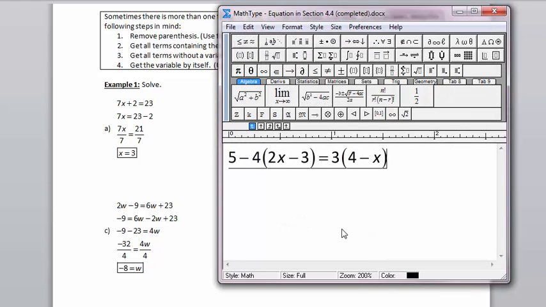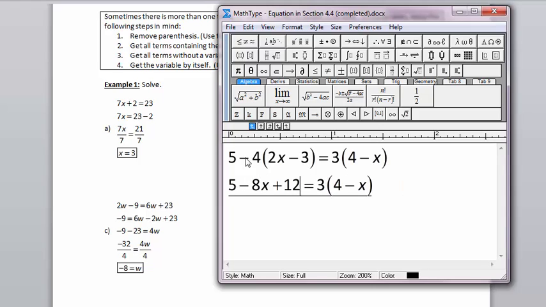Part D has some parentheses to simplify. So if we start with the first set of parentheses, we're going to take negative 4 times 2x and negative 4 times negative 3. That's going to give us negative 8x plus 12. And just check this one more time. When I do the negative 4 times the 2x, I get negative 8x. When I do negative 4 times negative 3, two negatives give me a positive 12.